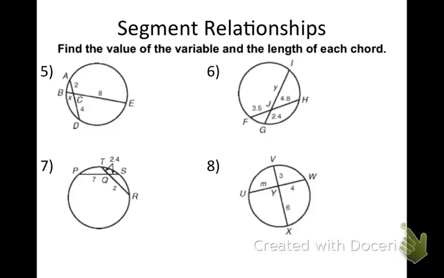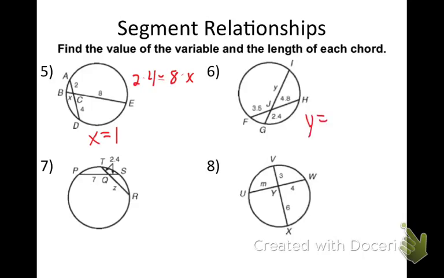Number 5. Nick Goldup. Number 5. What did you get for x? 1. X equals 1. How did you get that, sir? 2 times 4 equals 8 times x. Is that right? Divide by 8. Good job.